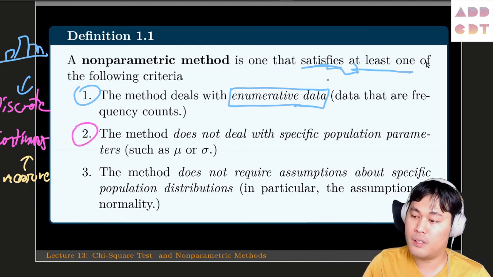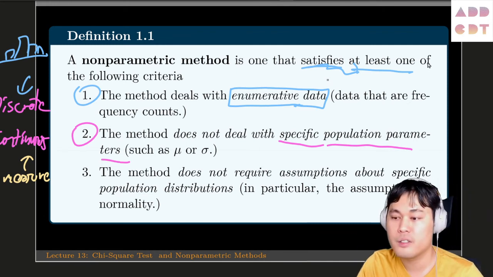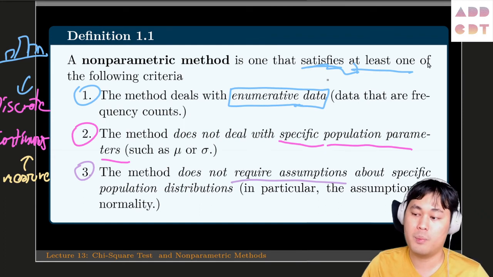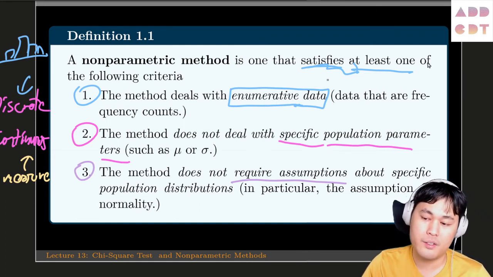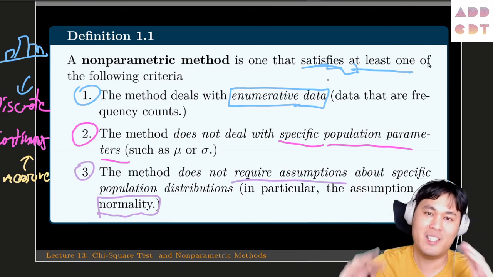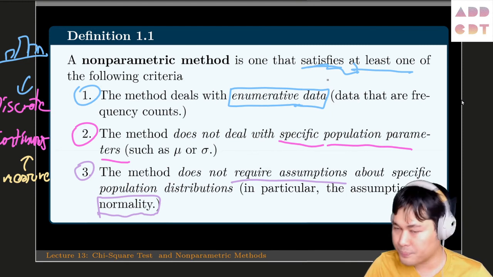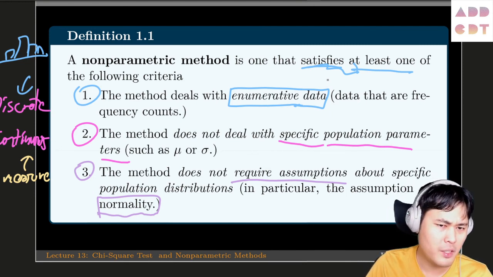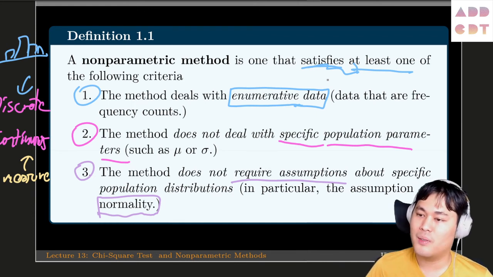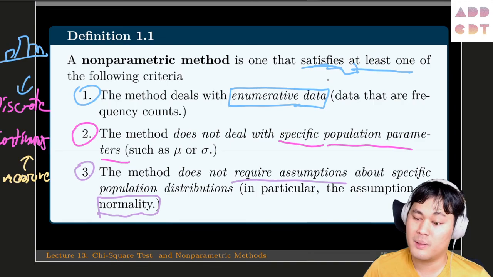Next, it doesn't deal with specific population parameters, again not those three. And then it doesn't require assumptions about specific population distributions. Usually that is a normal distribution, which was so powerful that we can use it almost everywhere, but not here because we are counting things. So that's it for the quick definition. Let's see how we can deal with the non-parametric methods next.